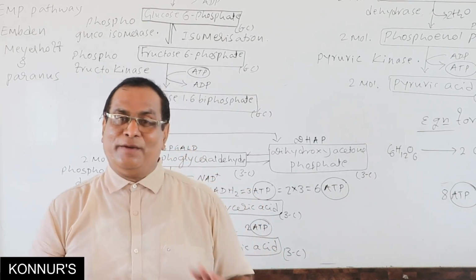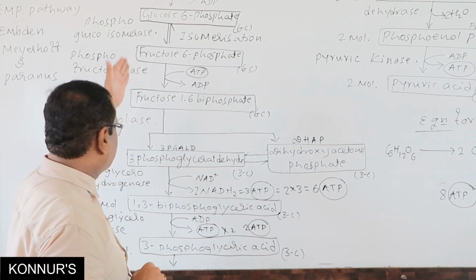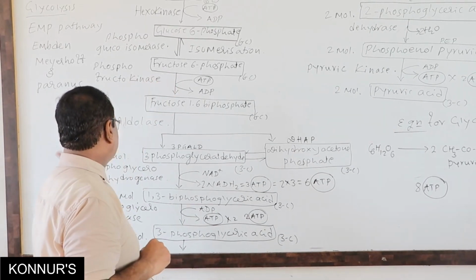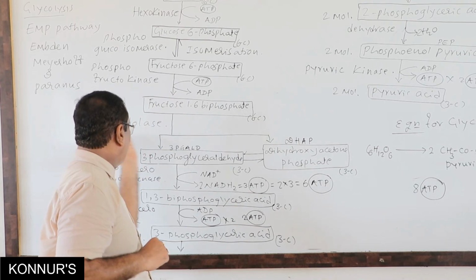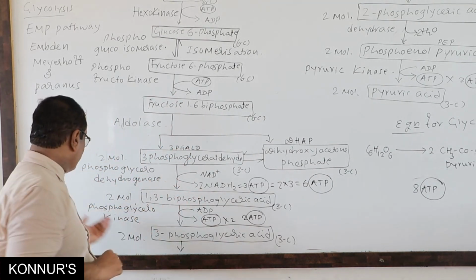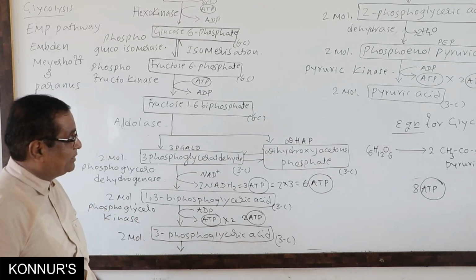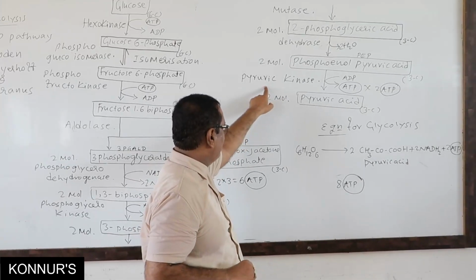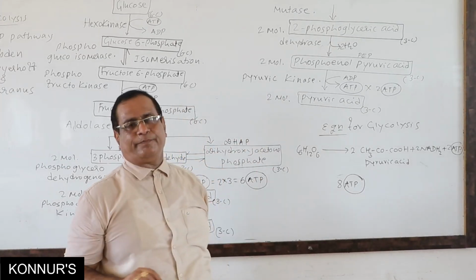As far as glycolysis is concerned, as an extension of the syllabus you should remember the enzymes as well: hexokinase, phosphoglucoisomerase, phosphofructokinase, aldolase, phosphoglyceraldehyde dehydrogenase, phosphoglycerokinase, mutase, dehydrase, and here pyruvic kinase.